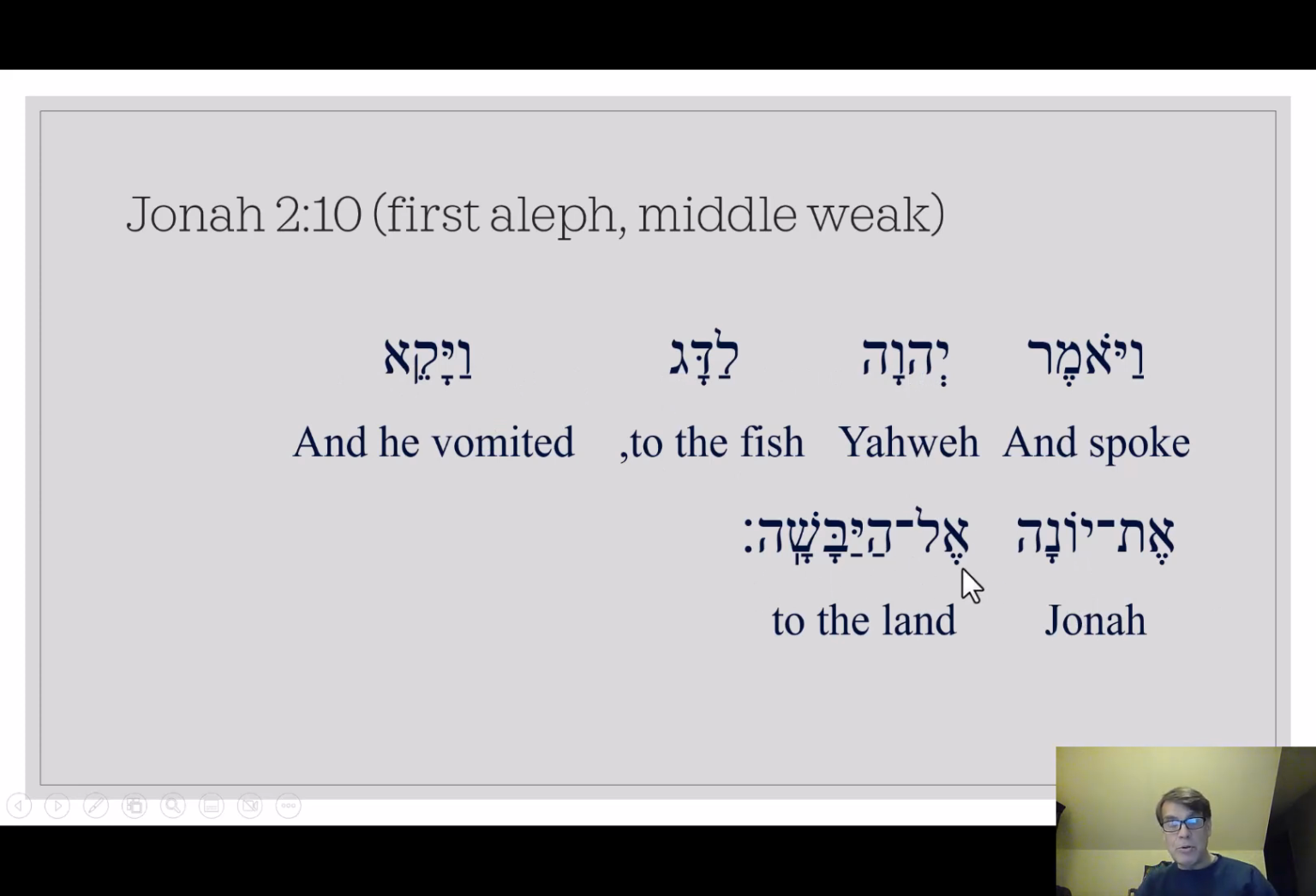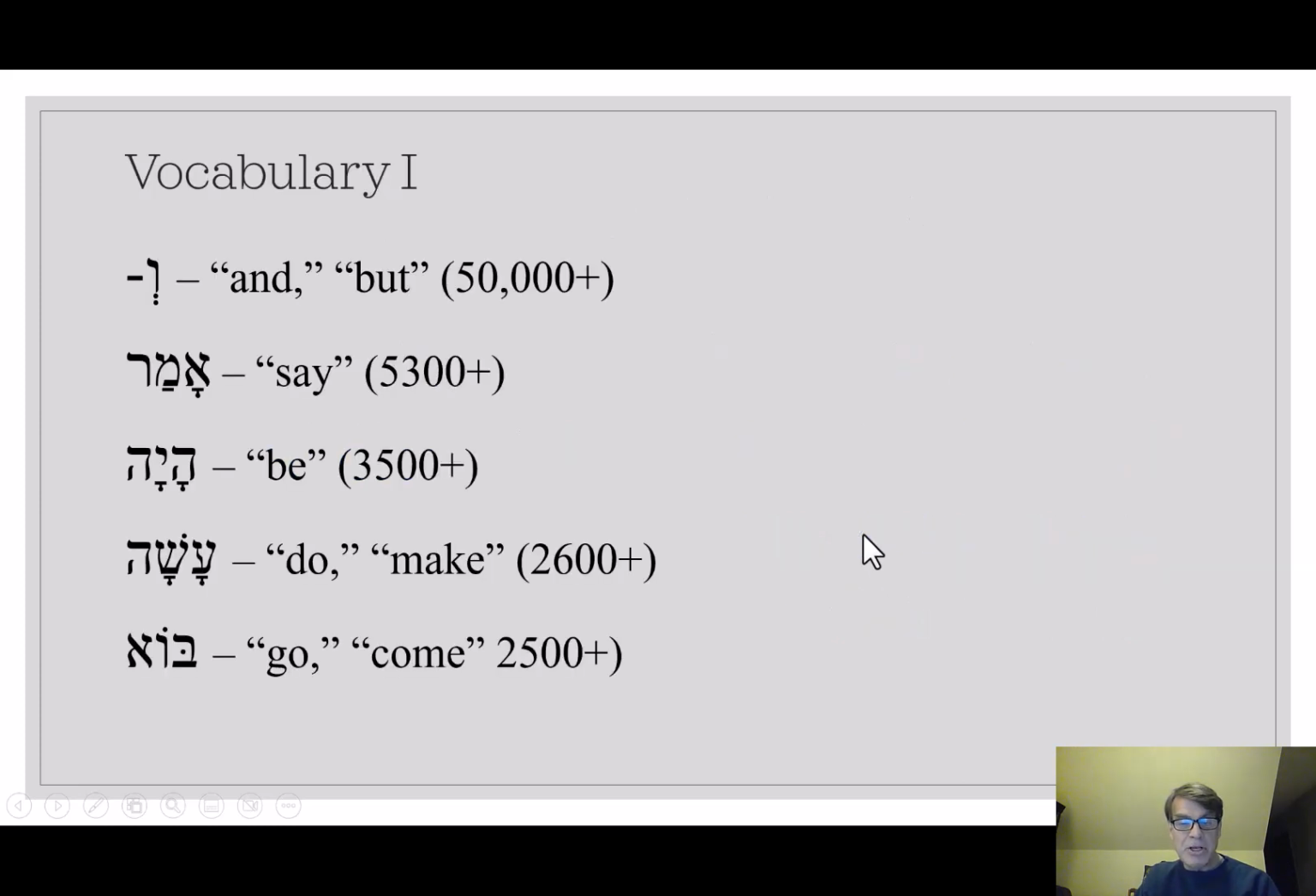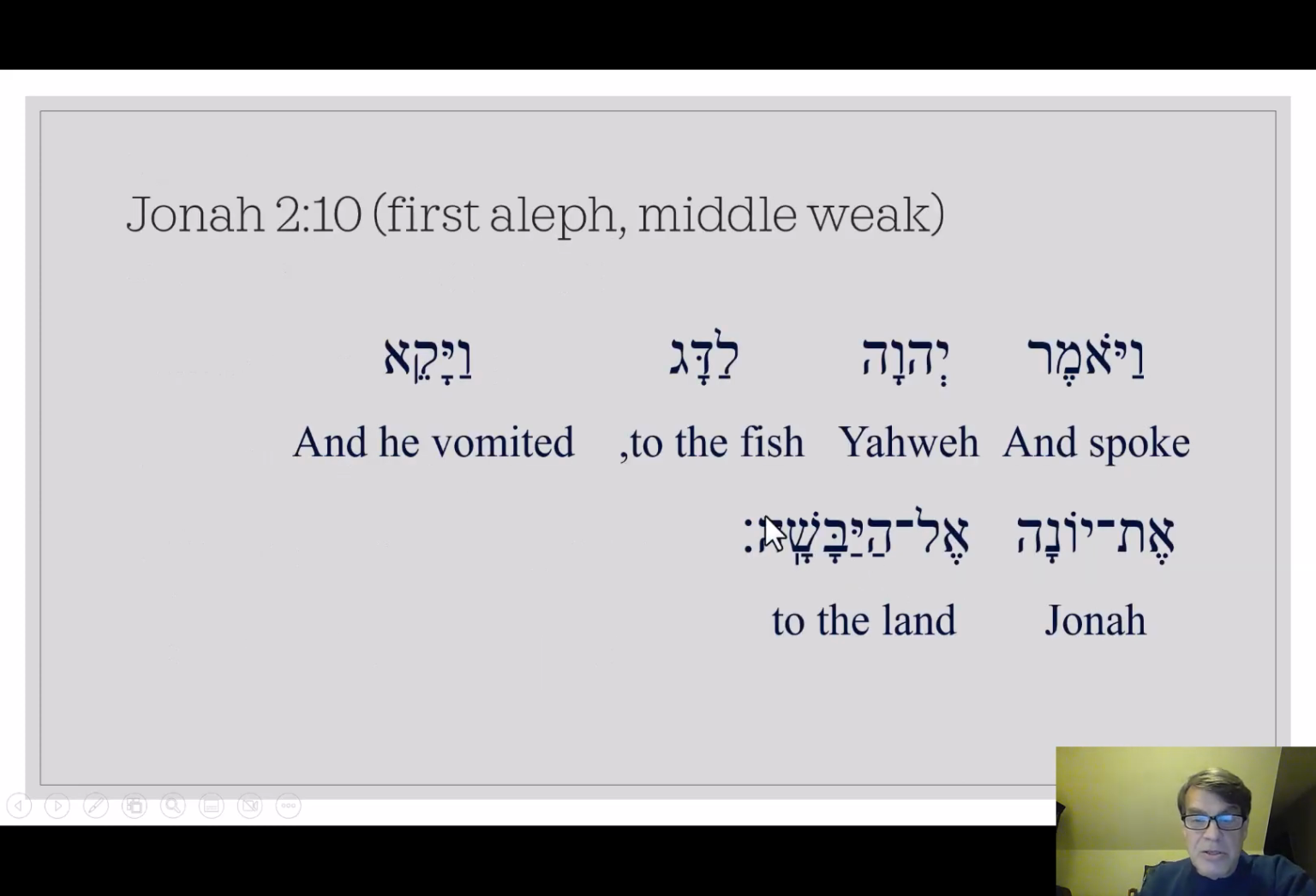And here we have the preposition to. We have hey, patach, doubling, that's the. Hayabbashah is the word for dry ground. It has a kamatz hey, it's a feminine word, so it's feminine singular, absolute. I'm sure you always wanted to know what the Hebrew word for to vomit is. Well, here you have it. It's qof, yod, aleph. Well, we are now halfway through the book of Jonah.